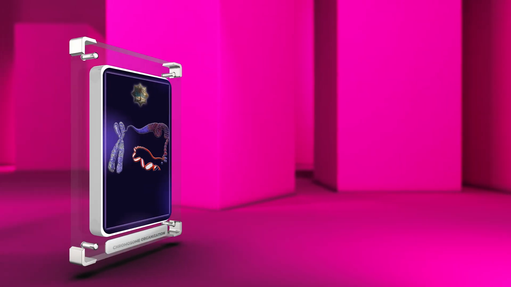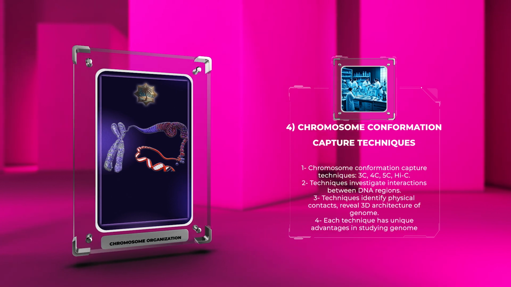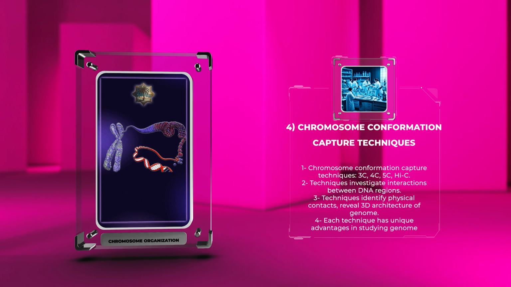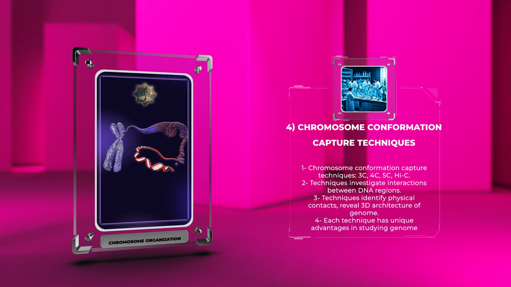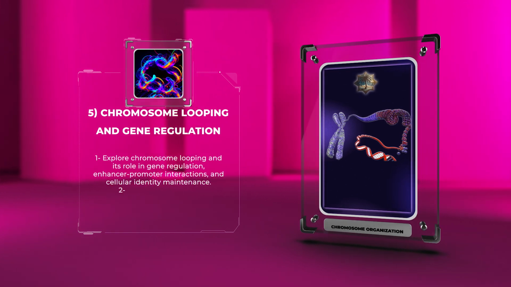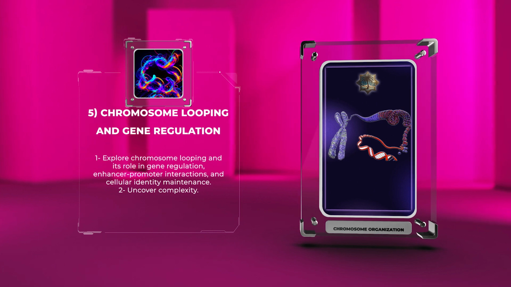Chromosome conformation capture techniques, 3C, 4C, 5C, Hi-C, allow investigation of interactions between DNA regions. They identify physical contacts and reveal the 3D architecture of the genome. Each technique has unique advantages in studying genome organization. Explore chromosome looping and its role in gene regulation, including enhancer-promoter interactions and cellular identity maintenance.